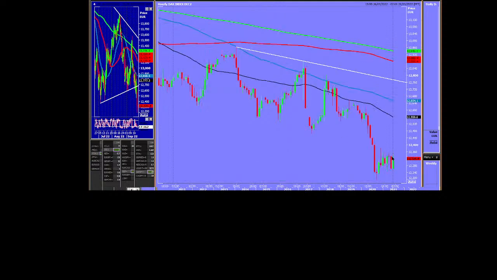So where's my little bounce to 350? This is the hourly chart. There we go. We got to 12,351. I actually managed to sell it there. So actually, for once, I did what I said we should do and sold it.